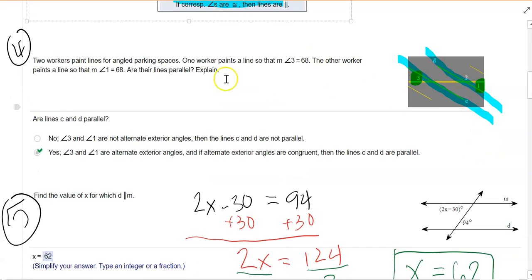Here, more of the same. We're given this information about angle 3 and angle 1. These are alternate exterior angles, and since they are congruent, then we know that D and C must be parallel.